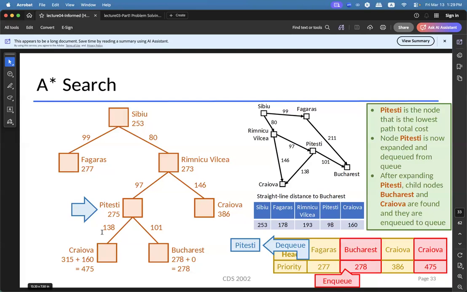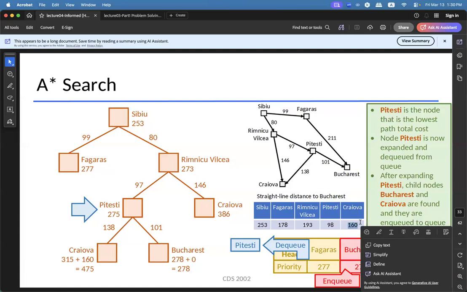And if you go to see the heuristic function table, Canberra has a heuristic value of 160. So you take 160 and then you plus 315, then you get 475. So 475 is the ultimate priority value for Canberra, or the overall estimated path cost of Canberra. And we can do the same for Bucharest as well.